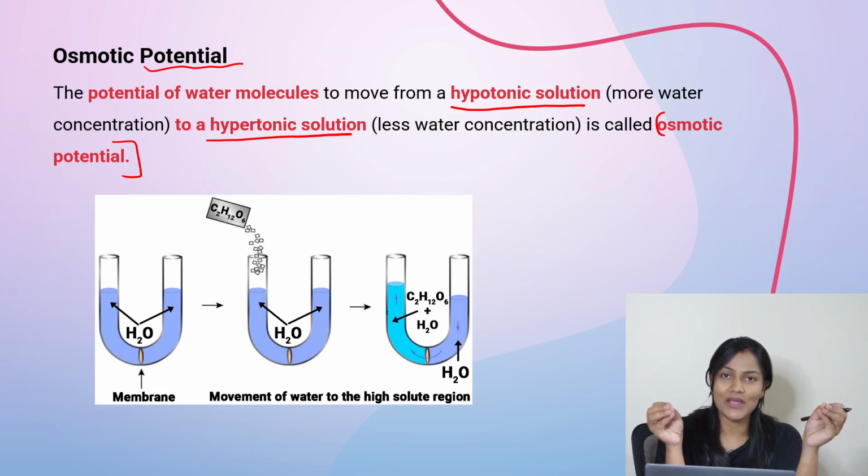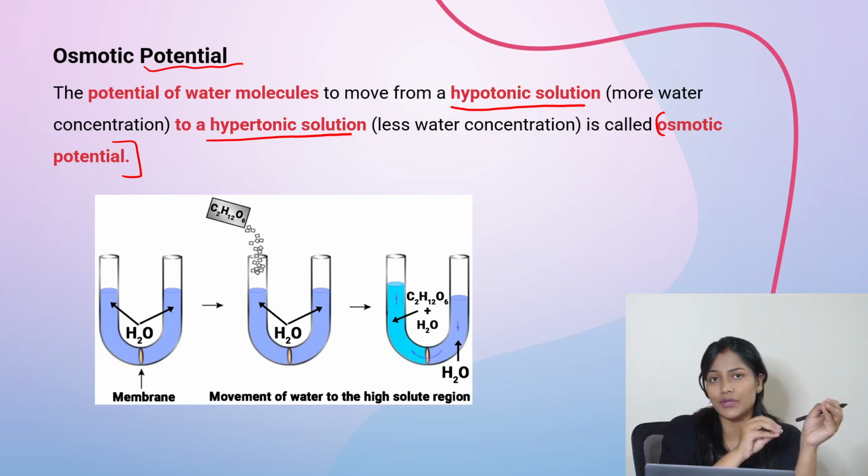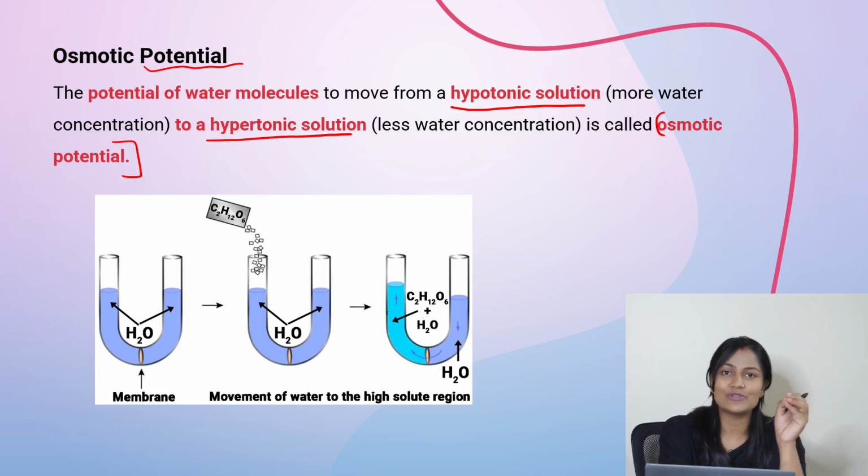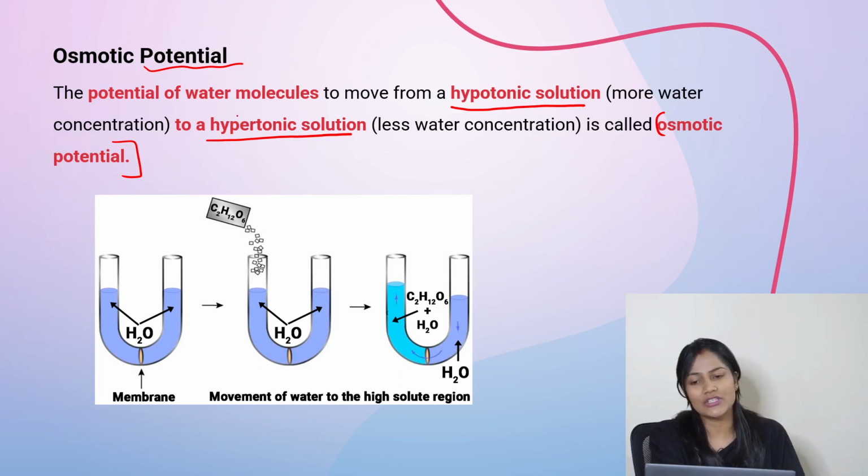क्या कह रही हूं मैं? Potential of the water to move from a hypotonic condition to hypertonic condition is because of its kinetic energy. Water molecule hypo से hyper condition में जाएगा because of its kinetic energy. Simple. So kinetic energy क्या करेगी बच्चा? Osmotic potential को decide करेगी. So osmotic potential is due to kinetic energy.